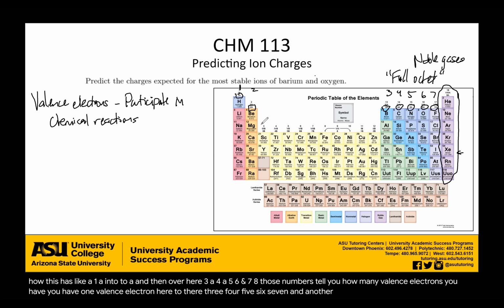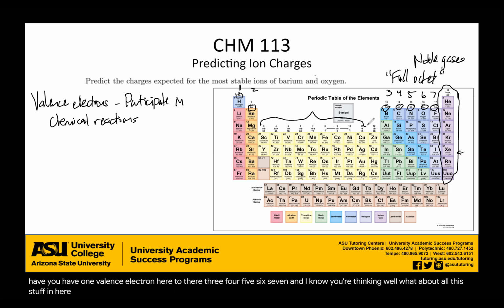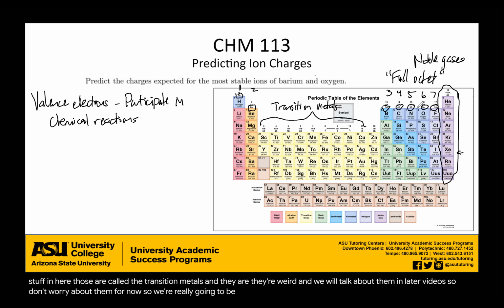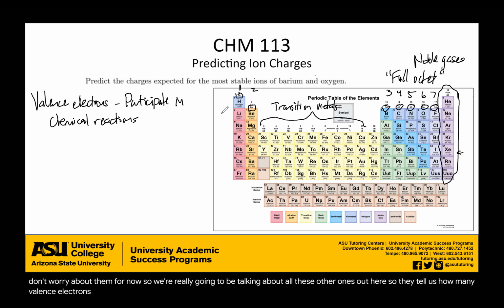And I know you're thinking, well, what about all this stuff in here? Those are called the transition metals, and they're weird. We will talk about them in later videos, so don't worry about them for now. We're really going to be talking about all these other ones out here, since they tell us how many valence electrons we have.